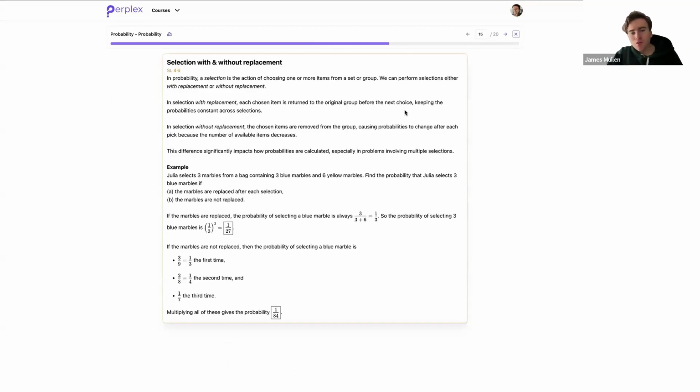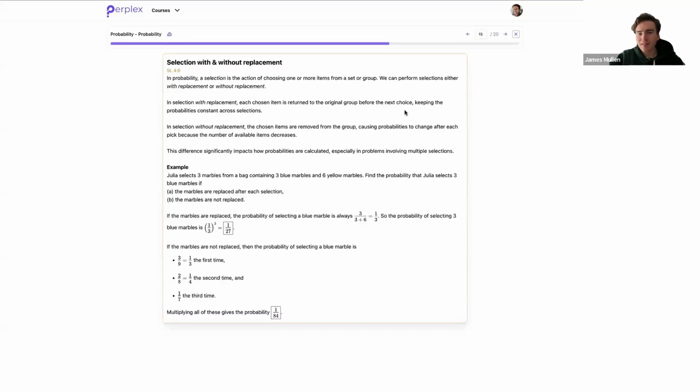Okay, so we're going to talk about selection with and without replacement. This links a little bit with counting, but in a very basic way. In probability, selection is the action of choosing one or more items from a set or group, which is why I say this is a little bit like counting. And you can perform these selections either with replacement or without replacement.